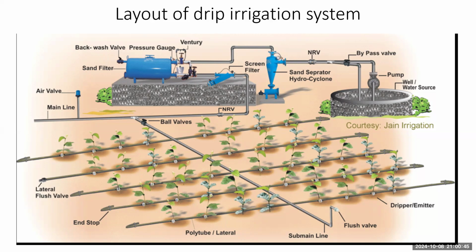And then to the lateral, the drippers are fitted, which are called emitters, which emit water at a certain rate. This rate is in liters per minute or liters per hour. So here the water is supplied directly to the root zone of the crop through the drippers. So this is the layout of a drip irrigation system. You have to draw a 2D view of this layout based on the question on drip irrigation system.